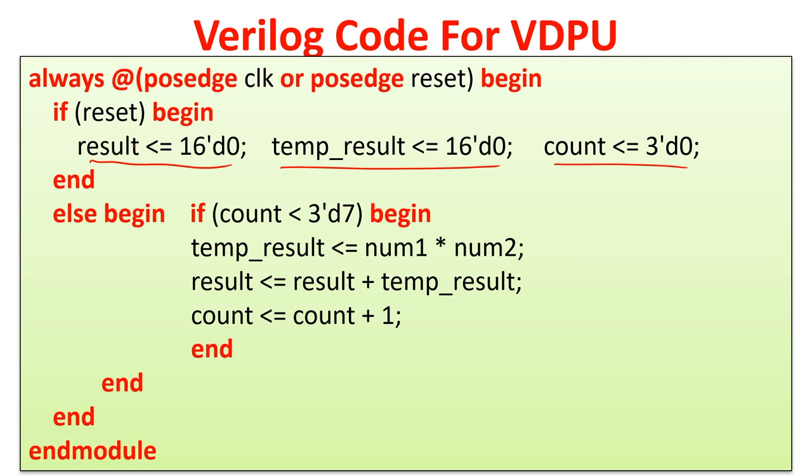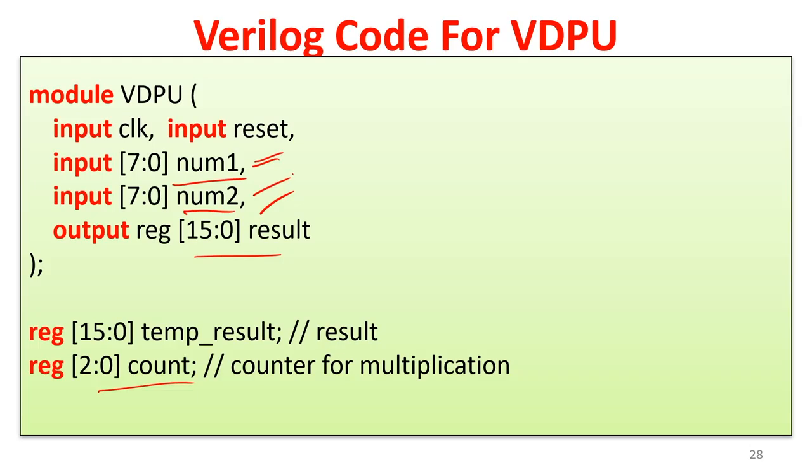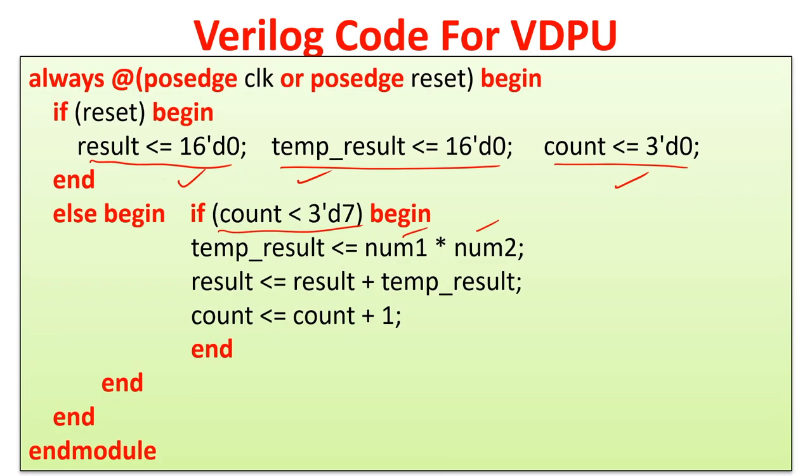If reset is equal to 1, then it is doing initializations. If reset is equal to 0 and count is less than 7, then it tries to multiply 2 input numbers, whatever is available in the input port. The input port has 2 numbers. So, take the 2 numbers from the input port and generate the temporary multiplication result and then sum it: result is equal to result plus temp result. Every cycle we are doing this, and we are incrementing the counter. Initially the counter is equal to 0.